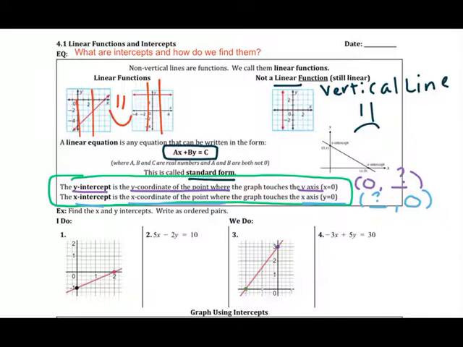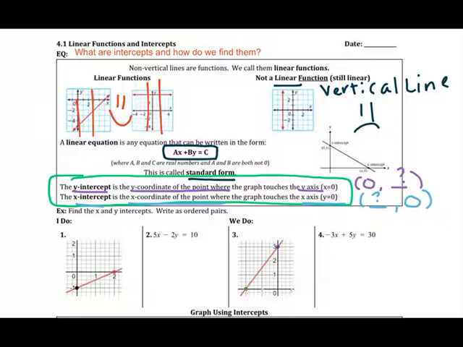How are we finding intercepts then? Well, to find the y-intercept, you plug in 0 for x. To find the x-intercept, you plug in 0 for y. If you're looking at a graph, to identify the y-intercept, you look at the point that's on the y-axis, and to identify the x-intercept, you look at the point that's on the x-axis.